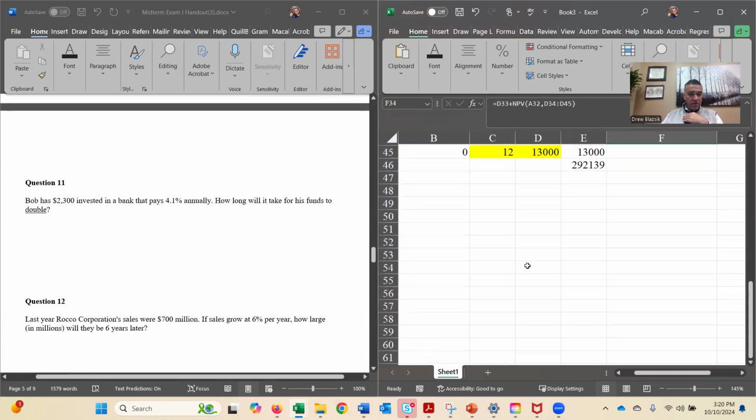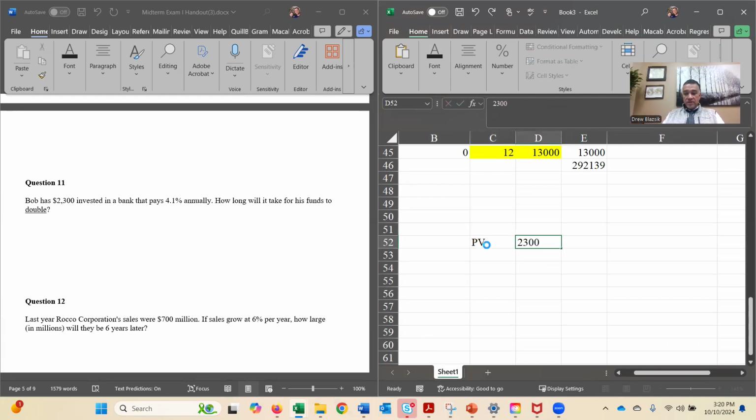Bob has 2,300 invested in a bank that pays 4.1% annual. How long will it take for his funds to double? I'm going to give you this. He has 2,300. That's the present value, $2,300, right? The interest rate is 4.1%. And we want to know the future value, how much this would double. And so multiply it times 2. How long would it take $2,300 to become 4,600?